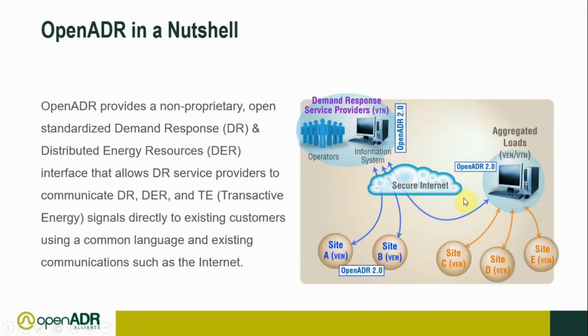The OpenADR signal can also be sent to an aggregation point. This aggregation point can be either an aggregator company, or it could just be simply a facilitator that receives the signal and spreads it out to other devices. For instance, you can imagine this like a cloud-based thermostat control.